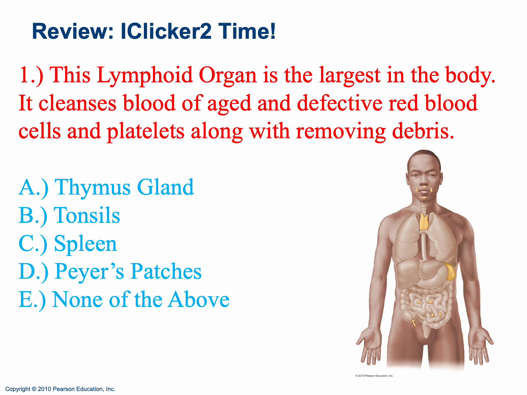Okay, so now we're going to go ahead and review. Our first review question, number 1: This lymphoid organ is the largest in the body. It cleanses blood of aged and defective red blood cells and platelets, along with removing debris. What would be the correct answer based off of these choices? The correct answer, I would go with letter C, the spleen.